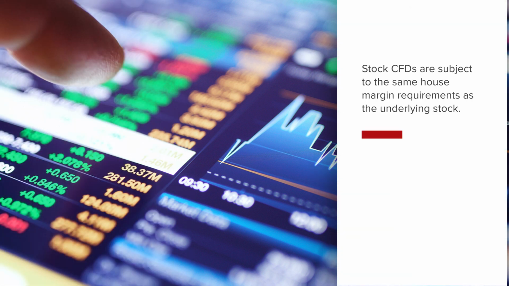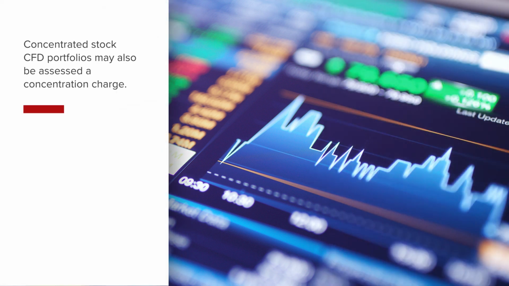Stock CFDs are also subject to the same house margin requirements as the underlying stock. For example, all UK stocks have a minimum margin of 18% and all Hong Kong stocks 20% because of country risk. Concentrated stock CFD portfolios may also be assessed a concentration charge.